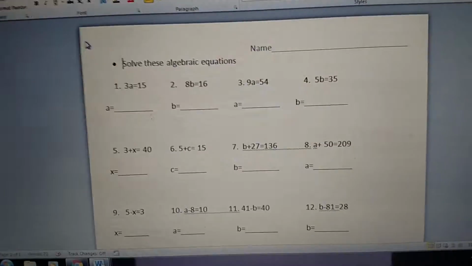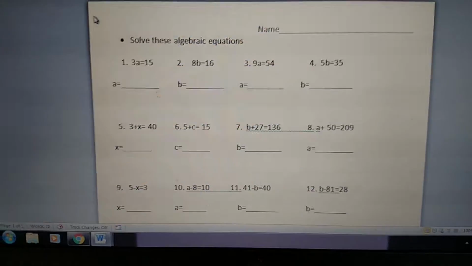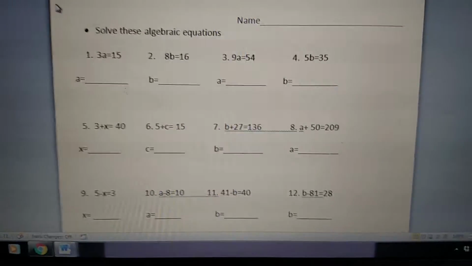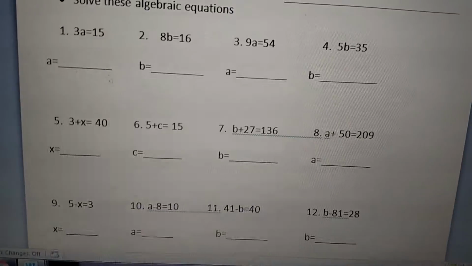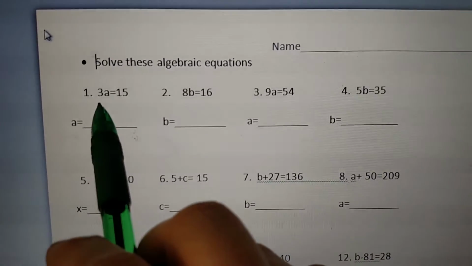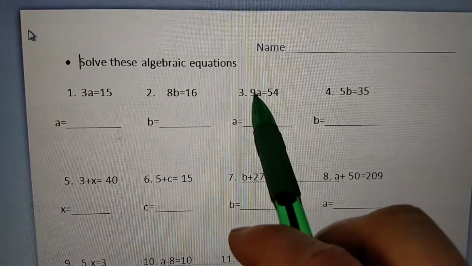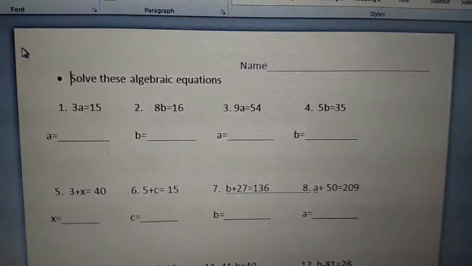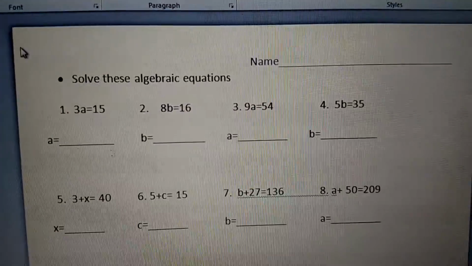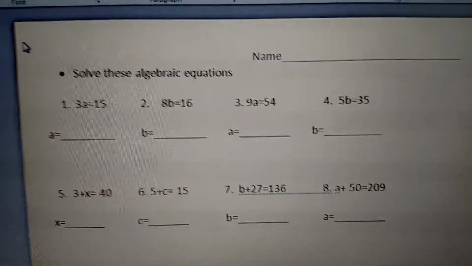Help with algebraic equations and exponents. I'll do a couple examples and then see if this helps out. In this worksheet, these first couple problems all have a number right next to a letter. Whenever you have a number directly next to a letter in math, it always means multiply.